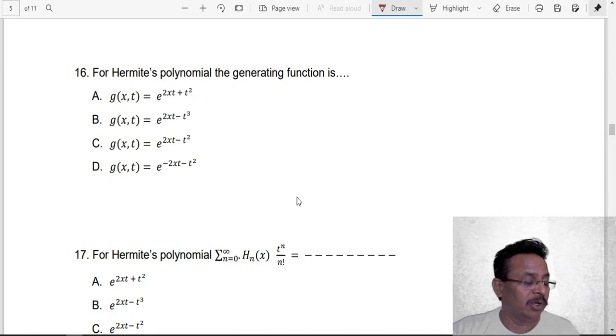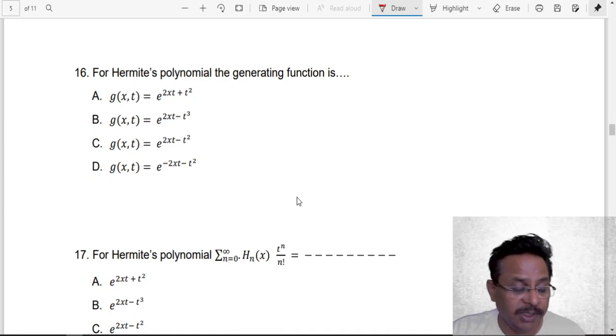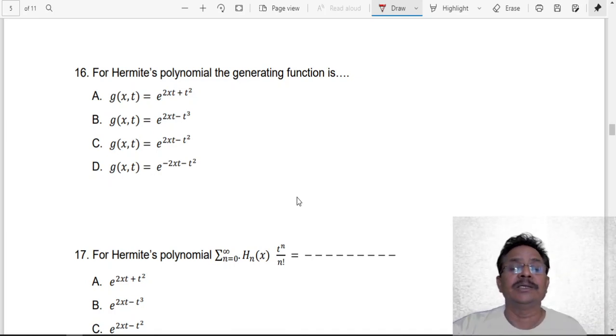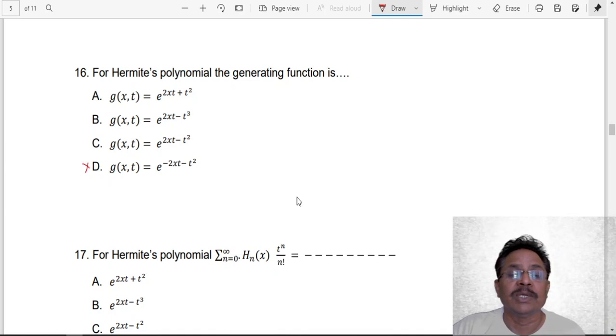For the Hermite polynomial, you have to remember the generating function, which is given by g of x, t is equal to e raised to twice xt minus t square. Twice xt minus t square appears here. Sorry, this is t cube, and twice xt minus t square is here. It is e raised to minus twice xt minus t square. So this is not correct, this is also not correct, this is not correct. So the correct option is this.